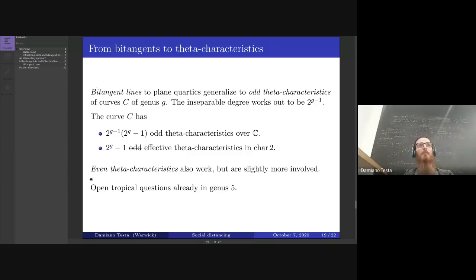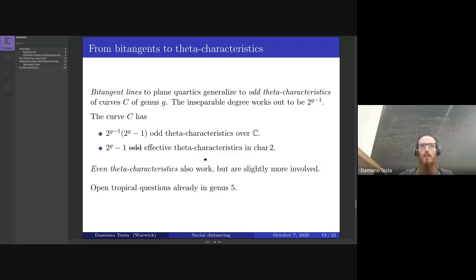Notice that this is what happens in characteristic 2. We started wondering about how to justify things in tropical geometry. In tropical geometry, an analogous question to this is already open in genus 5. So this is not really well understood from the point of view of tropical geometry, but at least from the point of view of characteristic 2, it seems that it should behave very uniformly.